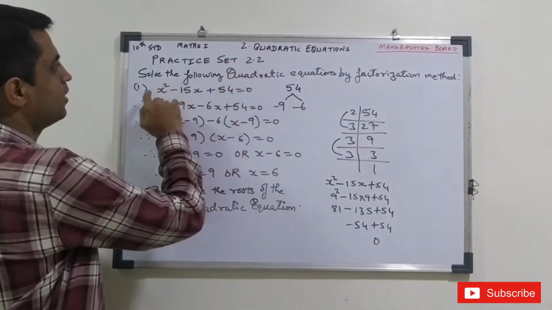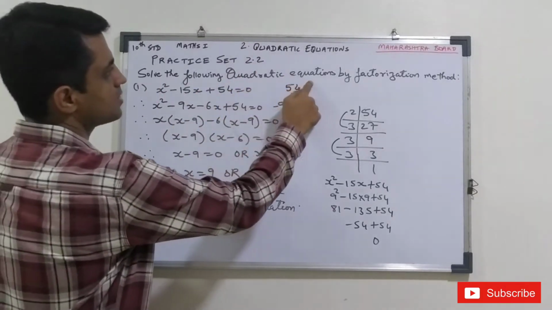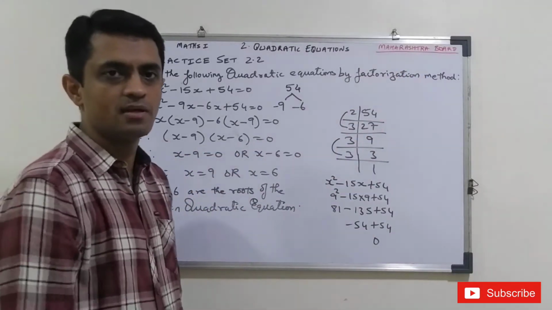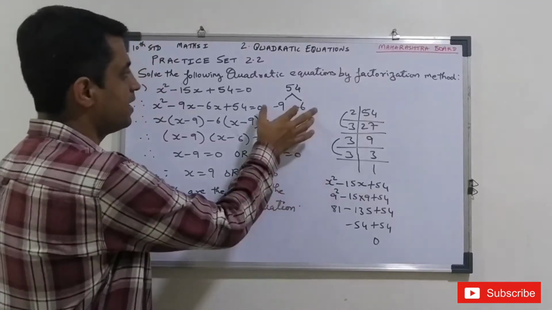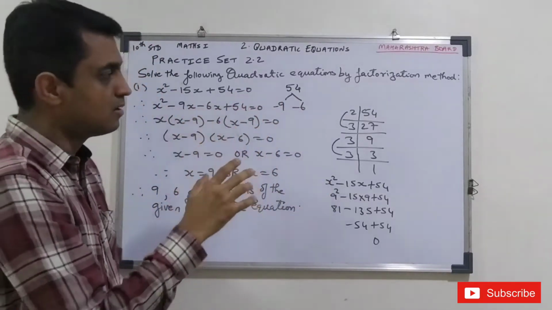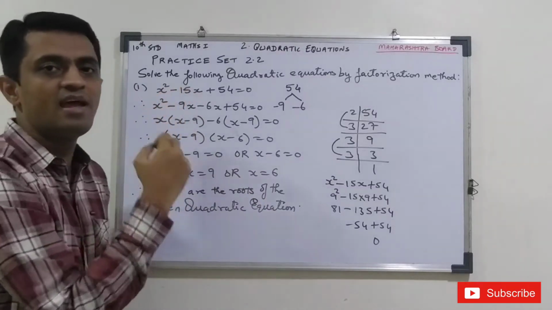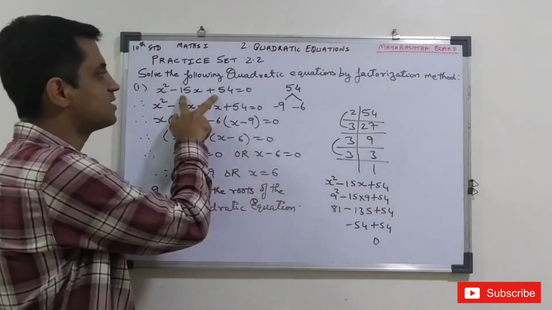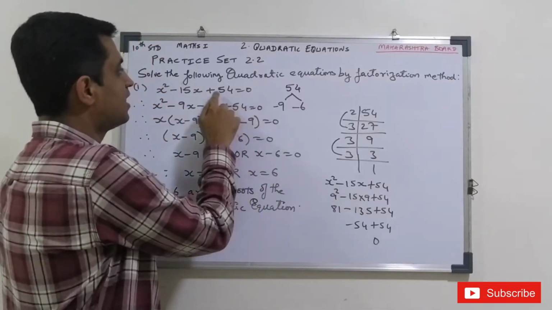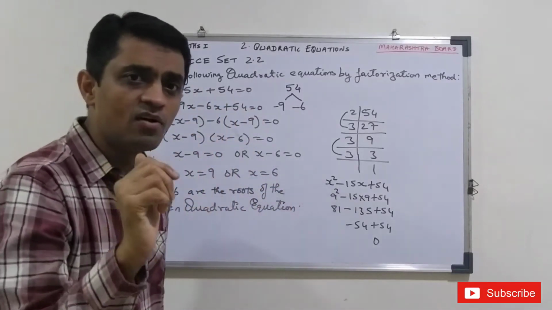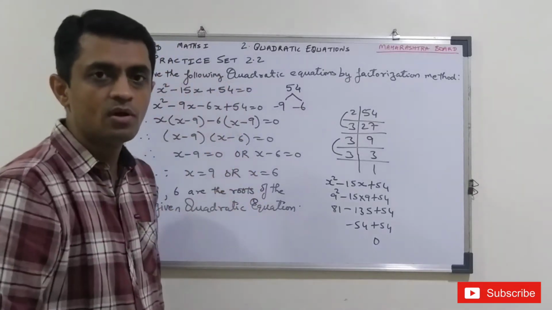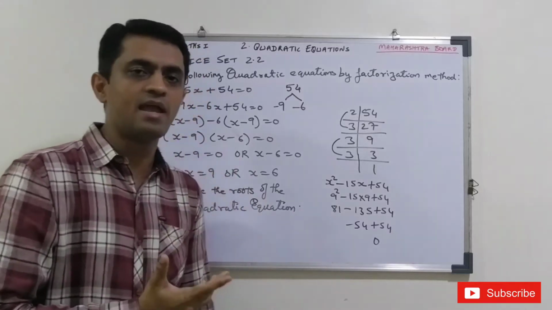Practice set 2.2. Solve the following quadratic equation by factorization method. Now you have to use the factorization method, which means you have to use splitting of the middle term. You have to find such a value of x which satisfies this equation. Satisfying this equation means it will give you 0. You have to find such a value of x that when you substitute it here, it will give you 0. Now how to get the value of x?